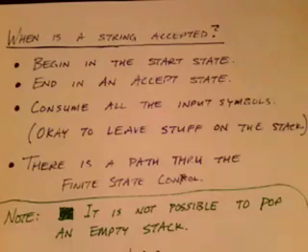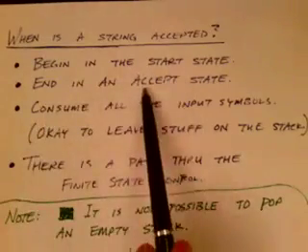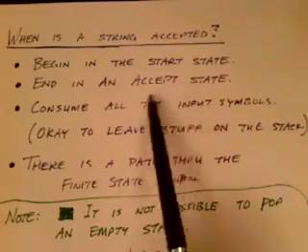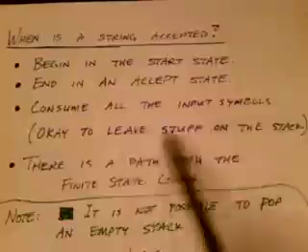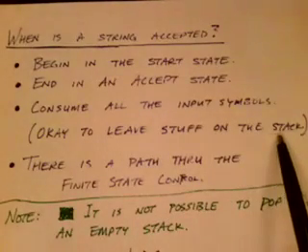So when is a string accepted? The machine begins execution in the start state, and it must end in an accepting state. Sometimes we call the accepting states the final states. In addition, it must consume all of the input symbols. It's okay to leave stuff on the top of the stack, so the machine can end with stuff on top of the stack.